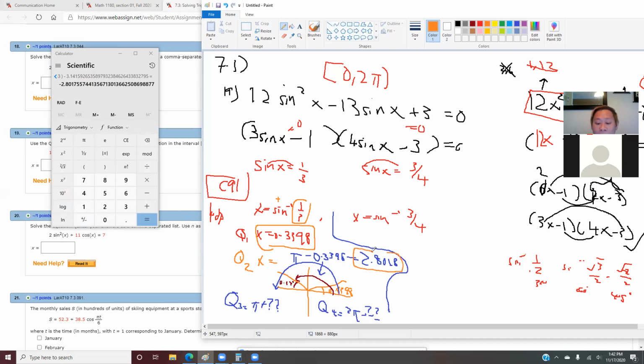So this is your answer for question number 19, but only part of it, because this is only for 1/3. Now I want you guys to try to do the 3/4 one. You have to use your calculator and figure out quadrant 1 and quadrant 2.